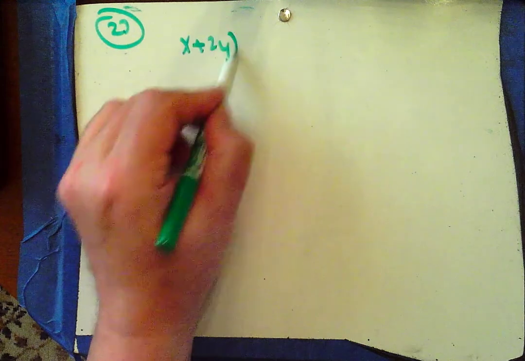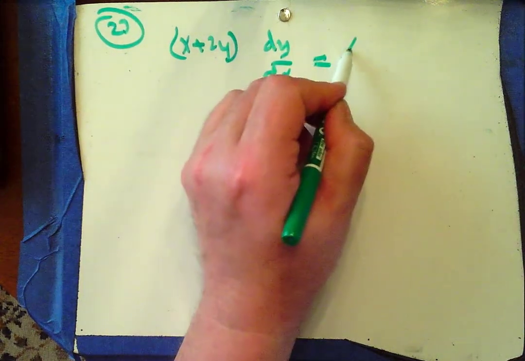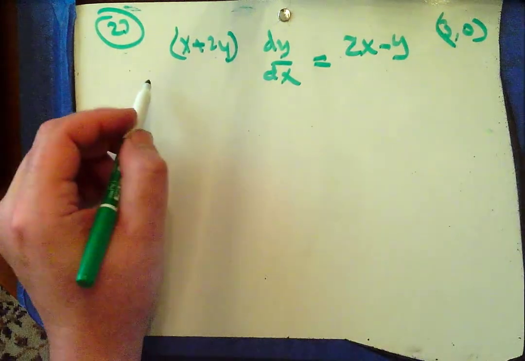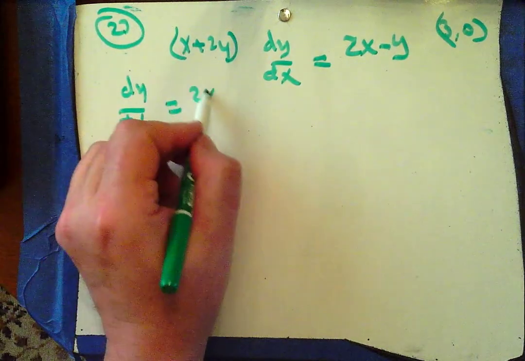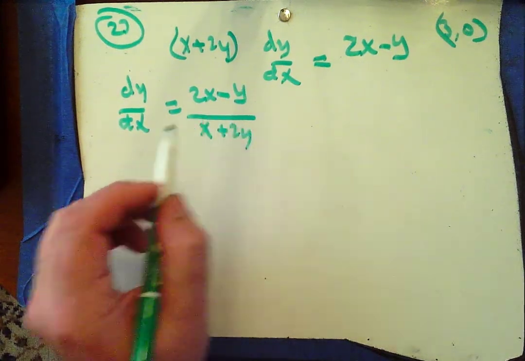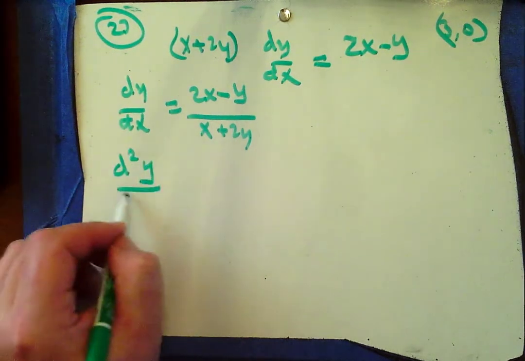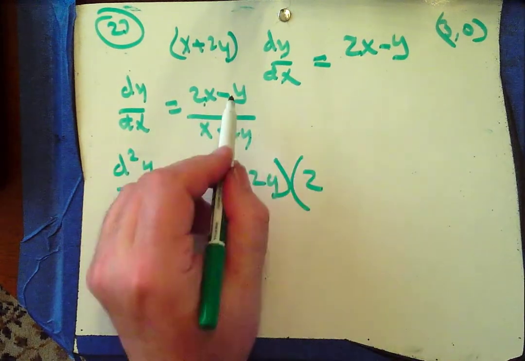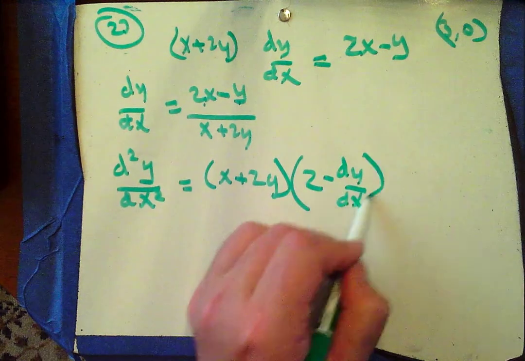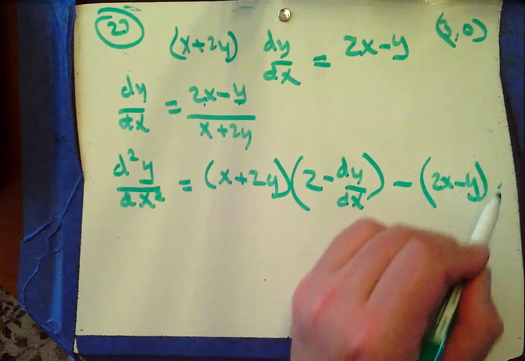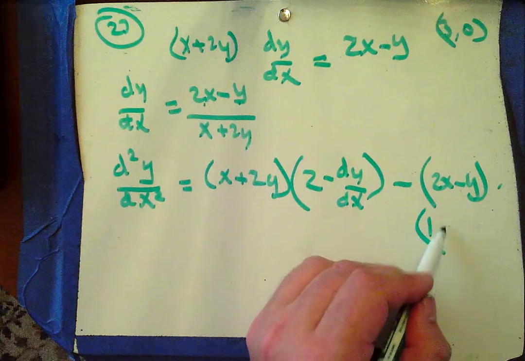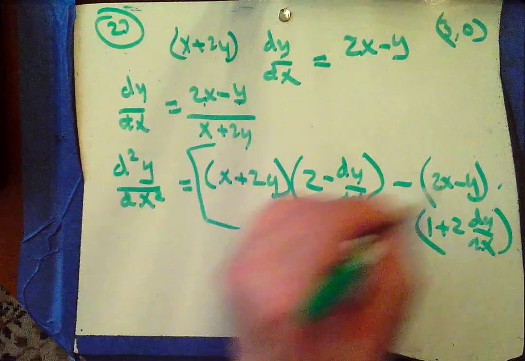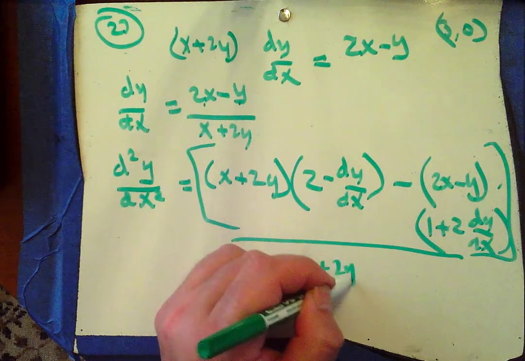27, x plus 2y times dy/dx equals 2x minus y. Find the value of the second derivative at (3, 0). Okay, so dy/dx equals 2x minus y over x plus 2y. Now when I go to find the second derivative, I use the quotient rule, low d high. The derivative of this is 2. The derivative of that is minus dy/dx, minus high, 2x minus y, times d low. The derivative of this is 1, plus the derivative of 2y is 2 dy/dx. Remember that all of this is over low squared.